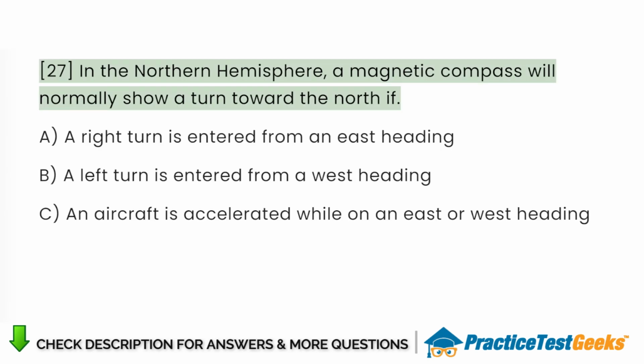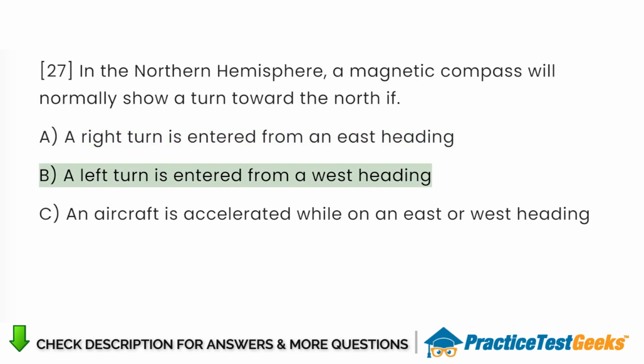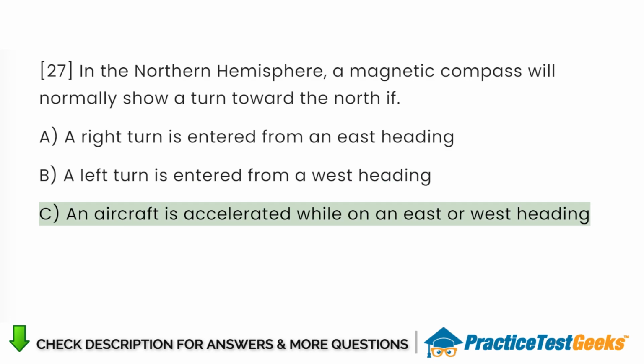In the northern hemisphere, a magnetic compass will normally show a turn toward the north if A. A right turn is entered from an east heading. B. A left turn is entered from a west heading. C. An aircraft is accelerated while on an east or west heading.